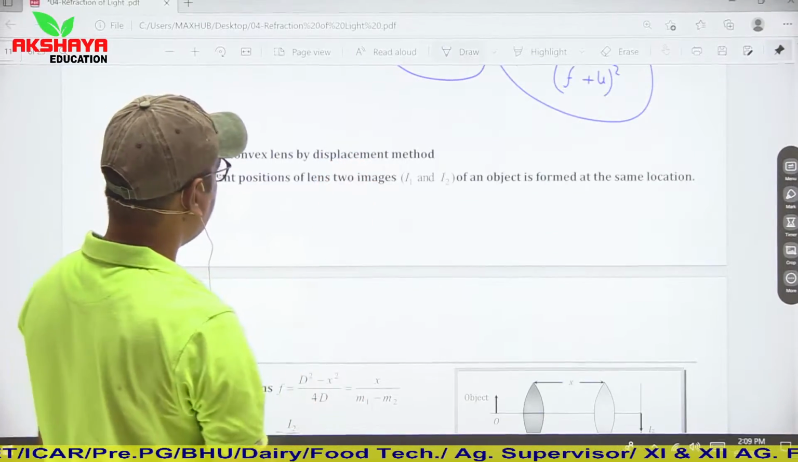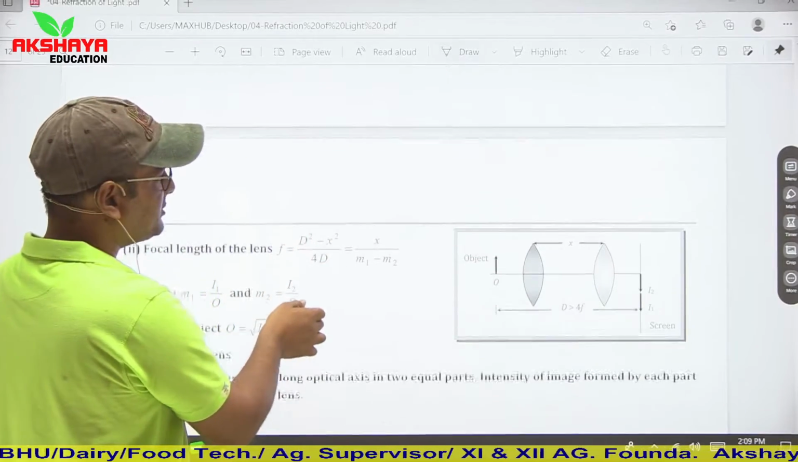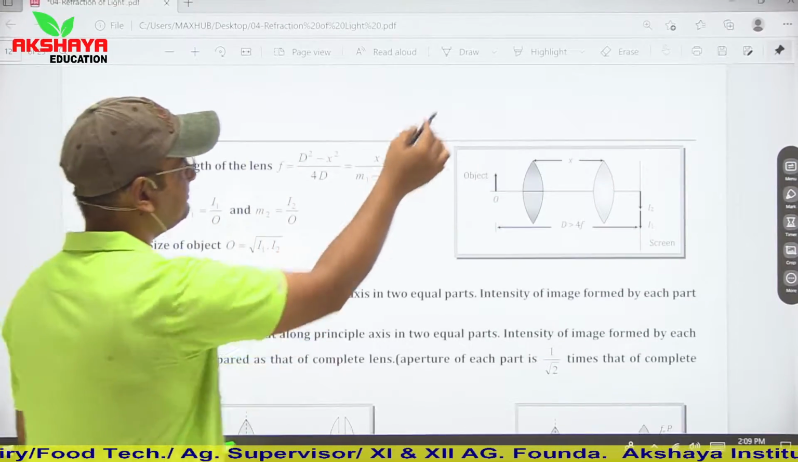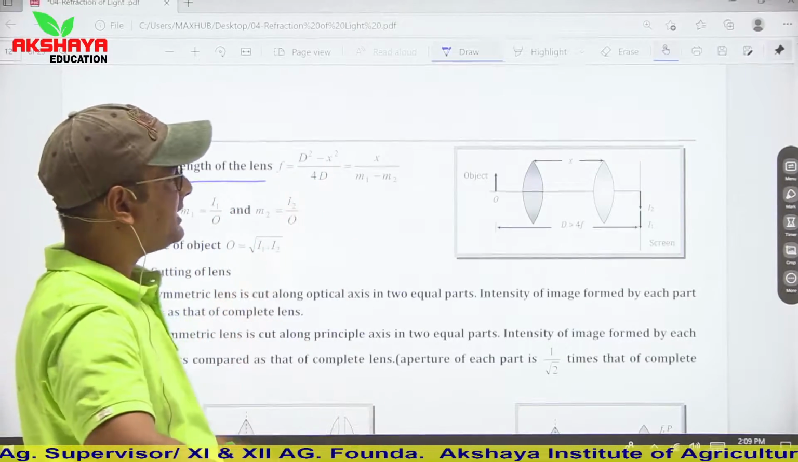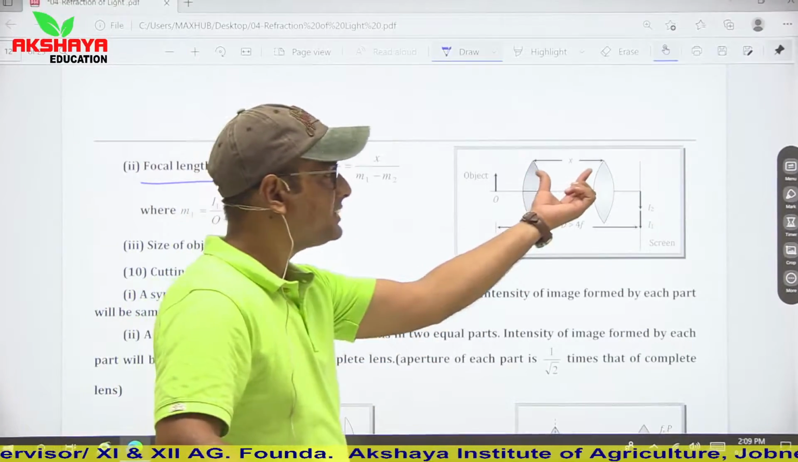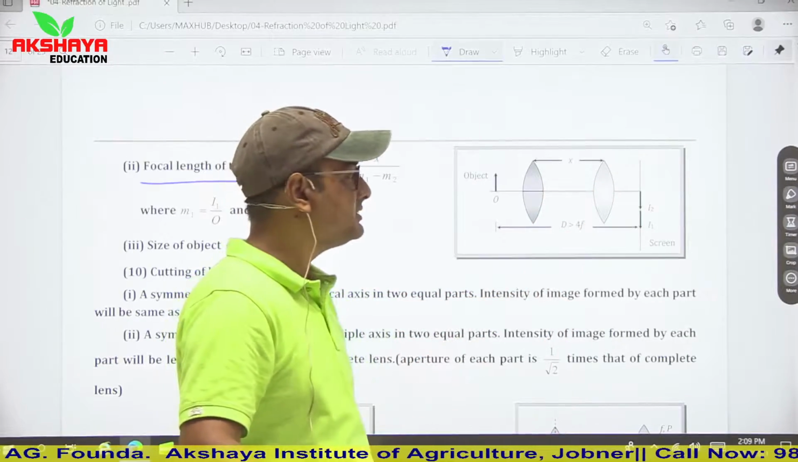Now see the focal length of a convex lens by the displacement method. So this is the displacement method. Here it is clear, the focal length of the lens is (d² − x²) upon 4d. Here x is the displacement between the lenses.